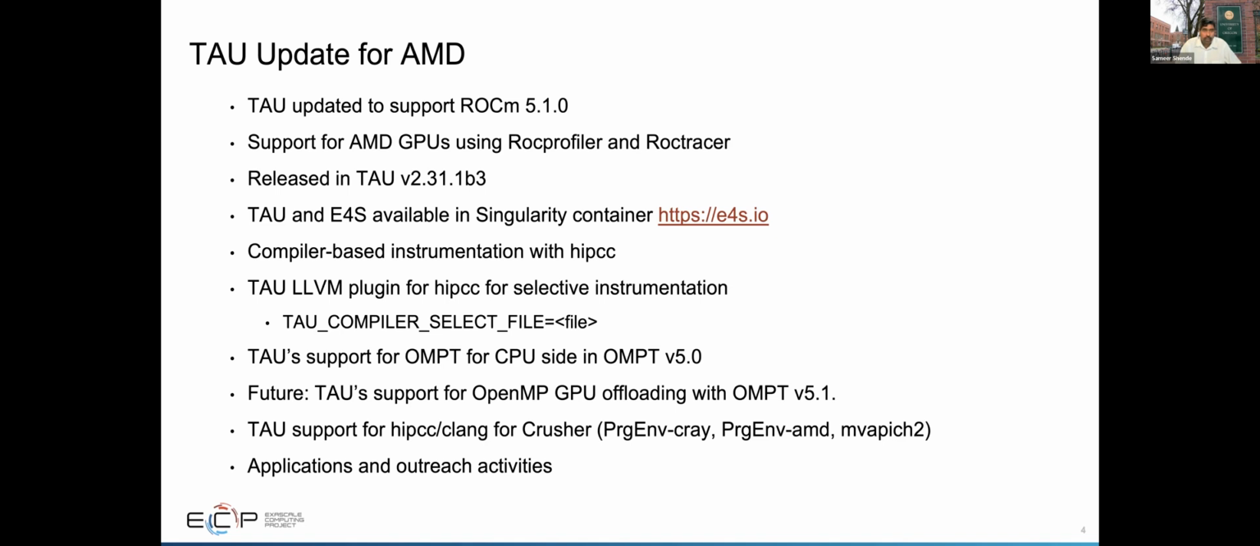We have support on the CPU side for the OpenMP tools interface in OMPT version 5.0. We are working on support for the OpenMP GPU offloading features, which are there in OMPT 5.1, and it will be present in a future release of TAU. We have support for HIPCC and Clang on Crusher with PrgEnv-cray and PrgEnv-amd. We have support for MVAPICH2 on Crusher, and we are working on integrating it in ECP applications and in outreach activities like this one.